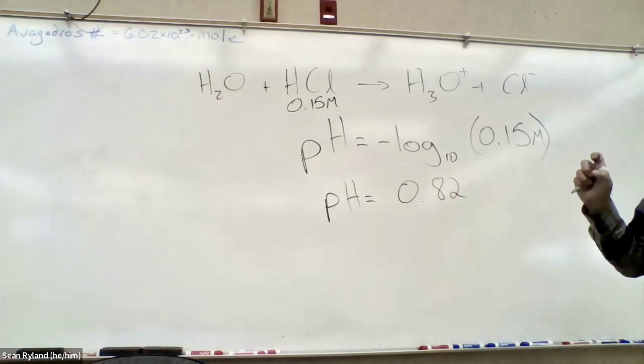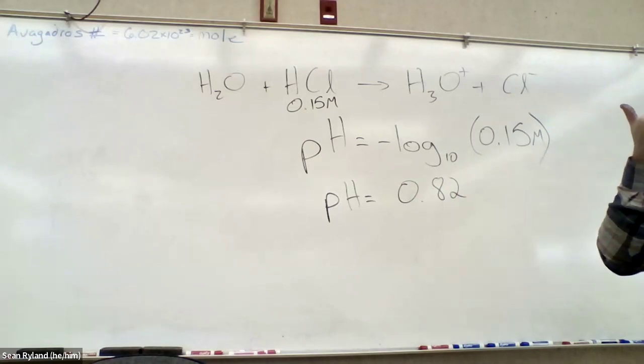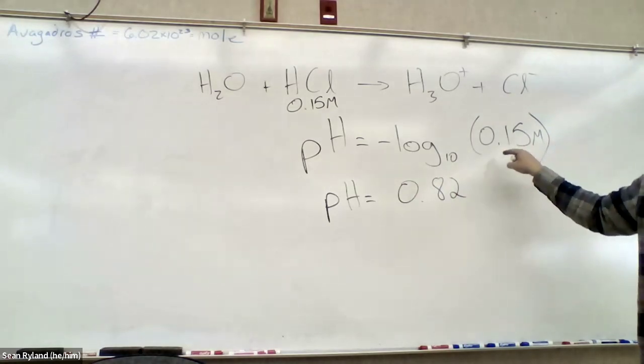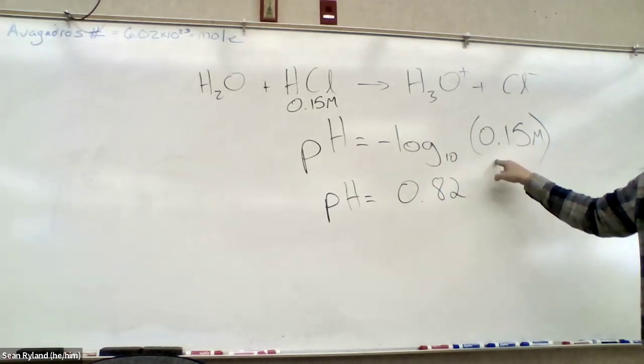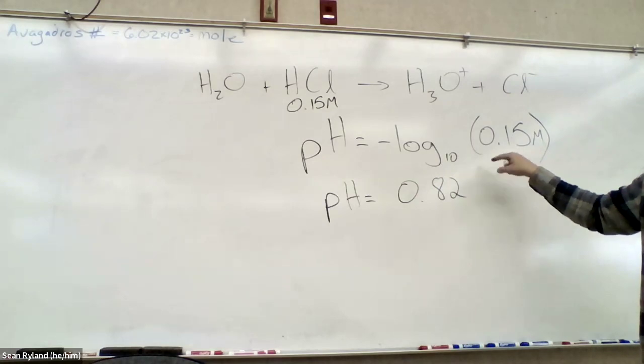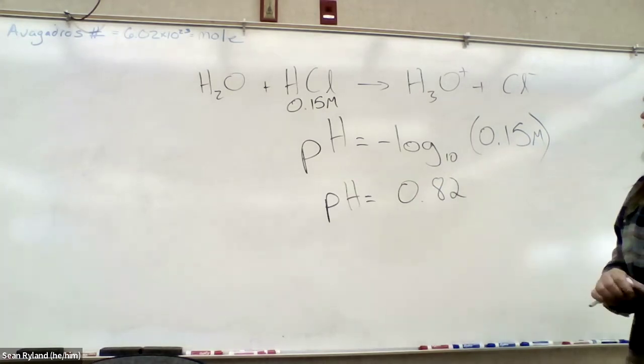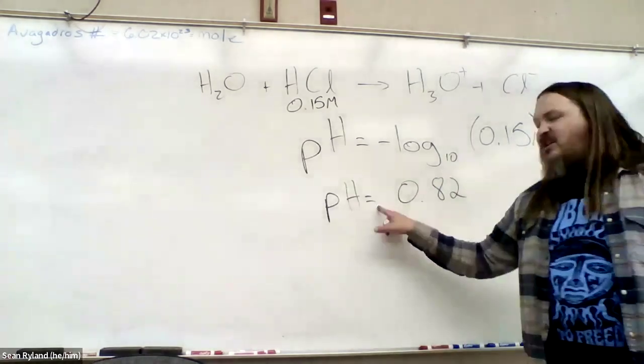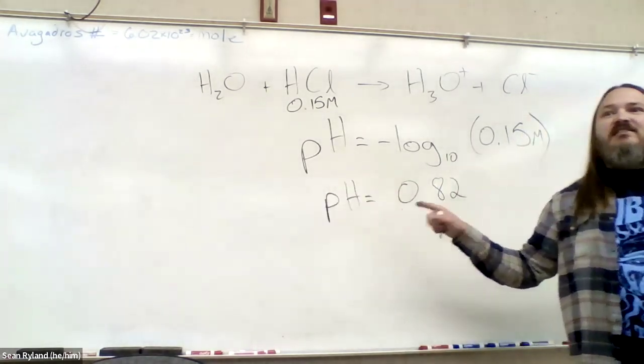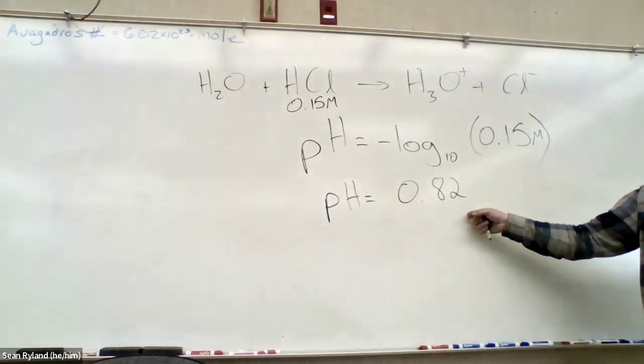Two things to pay attention to here. One is the units. When you take the log of something that has units, basically the units disappear. So technically pH units are unitless. We just say pH units, or we'll say pH equals 0.82, and saying pH equals counts as our units. That's the context for what that number means.